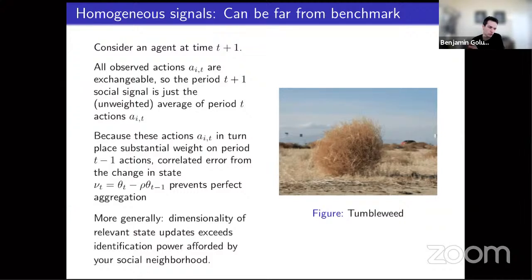And many people are curious in the chat about more general signal structures. So the key condition preventing good learning is that the dimensionality of the relevant state updates, which in this case is just one dimensional but could be more general, exceeds the identification power afforded by people's social neighborhood. So if you had a two-dimensional state, you could generalize this tumbleweed intuition to a two-dimensional state or a 10-dimensional state. The key thing is that there's not enough diversity of behavior I see to help me figure out all the relevant confounds in the information and filter them out. And that's going to lead to this tumbleweed accumulation of error.